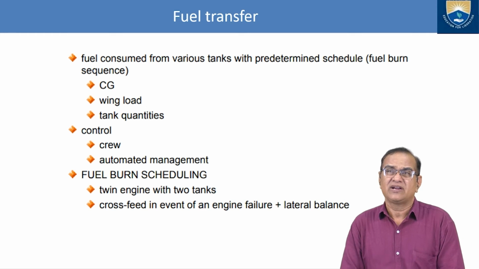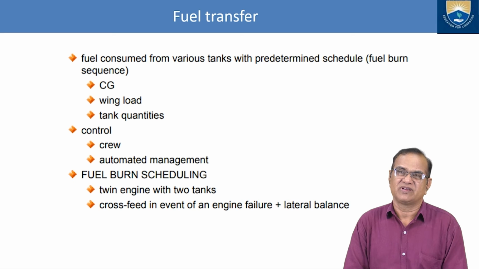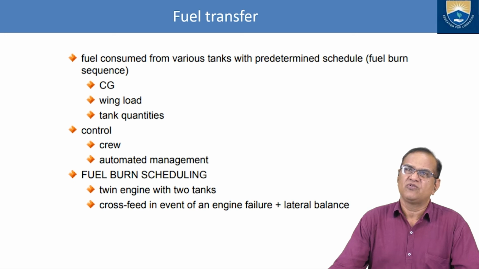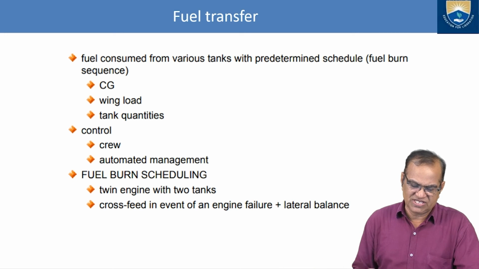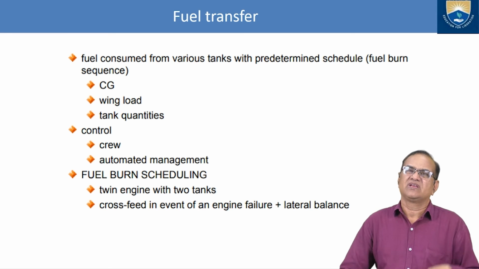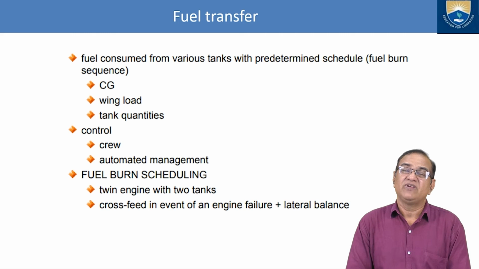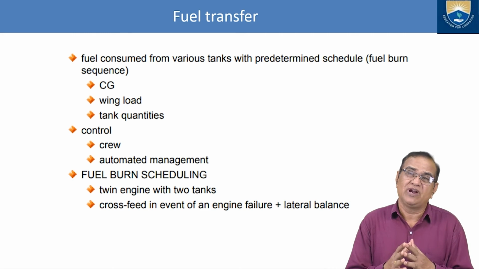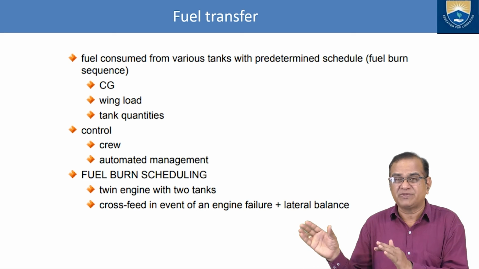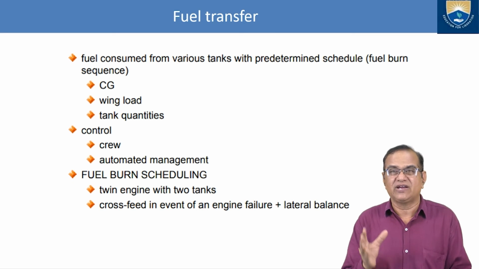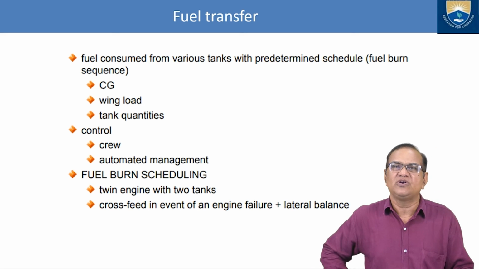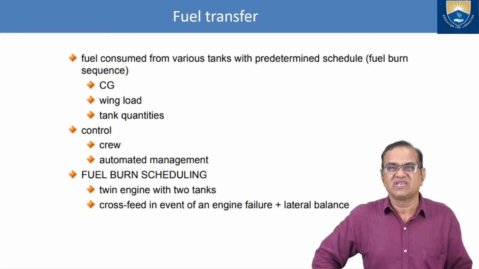Now, fuel transfer. So how can the fuel be transferred? Fuel is consumed from various tanks with a predetermined schedule: fuel burn sequence, CG, wing load, tank quantities. As per the CG, if the CG is not balanced, at that time we have to transfer the fuel from one tank to another, left to right, right to left. Also from tip tank to root tank, root to tip tank, inboard to outboard tank, outboard to inboard tank. Like this we have to shift. This is for the CG location.